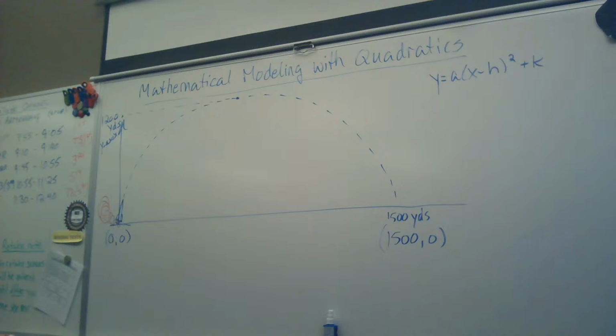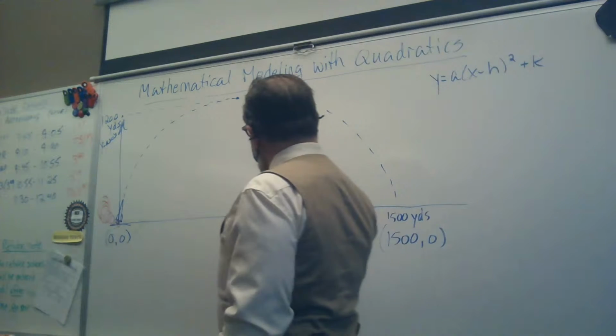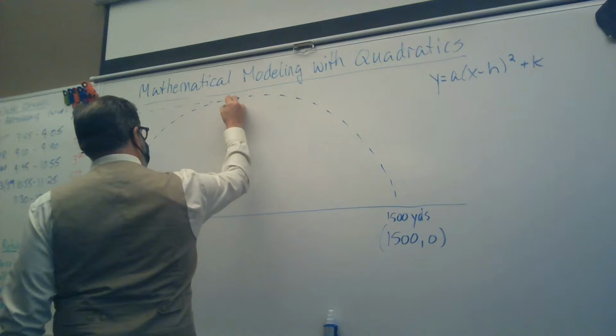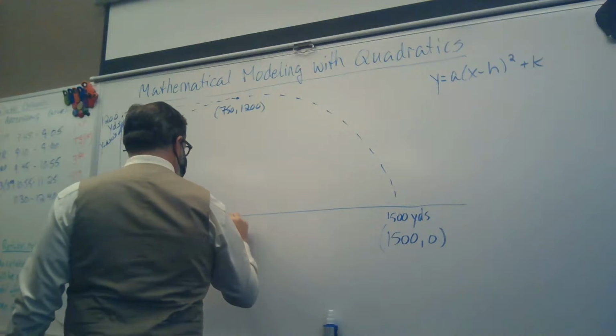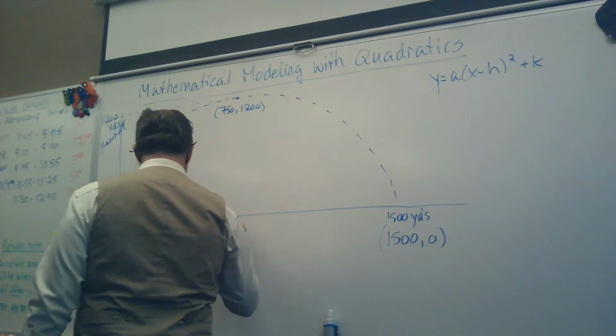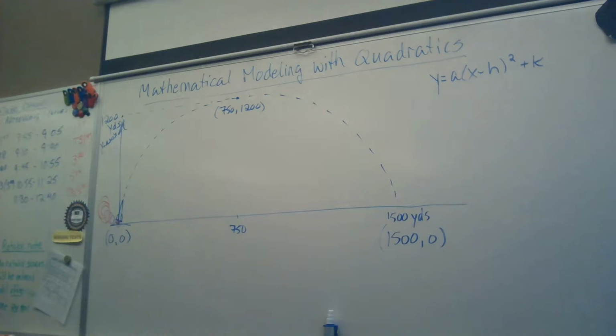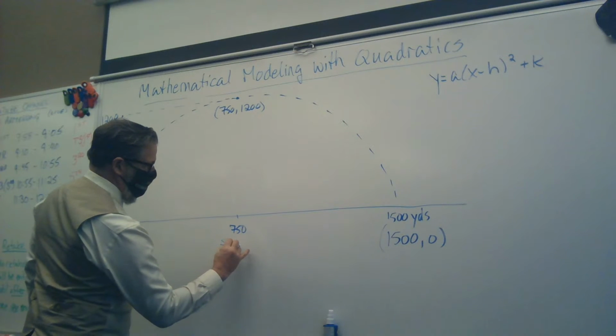750, 1200. Say that again. 750, 1200. Okay, I heard something different. Willem, could you please explain for those of us who are a little bit slower on the uptake than you, why 750? I get the 1200, that's the height. Why 750? Because it's a parabola, so it's symmetrical on either side. Boom, symmetry. It's got to be halfway.